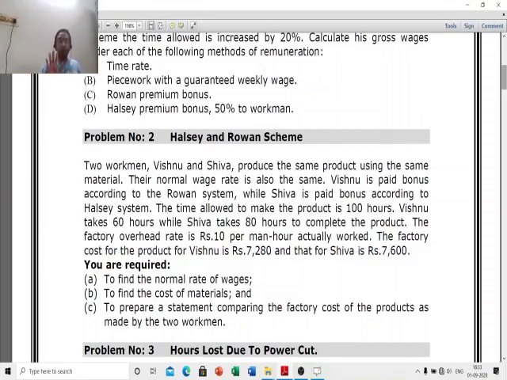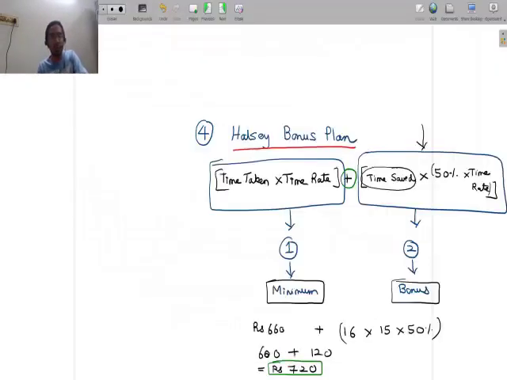Now you are told the factory cost for one product manufactured by Vishnu, and you're also told the factory cost for the product with respect to Shiva's working on that. Now they want us to calculate the normal rate of wages, the cost of materials, and all those things. Essentially, by now you should have understood that this question is a back working, or reverse working, question. Let's take it stage by stage and understand how this has to be approached.